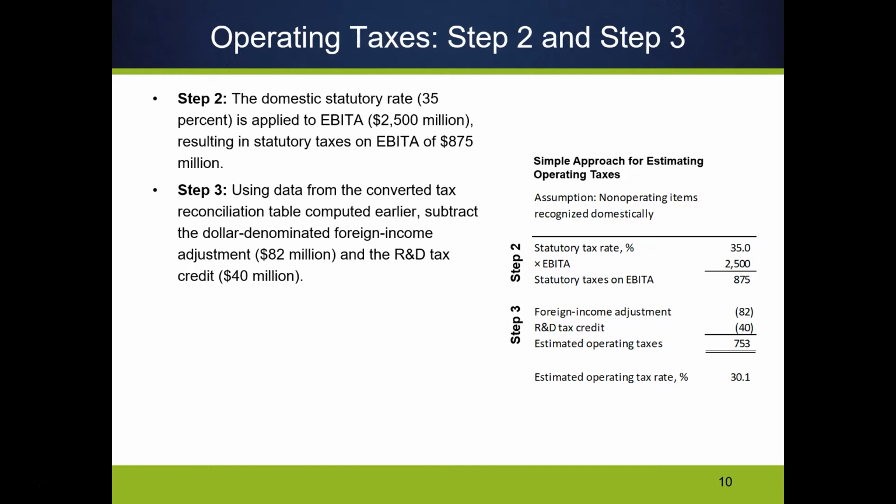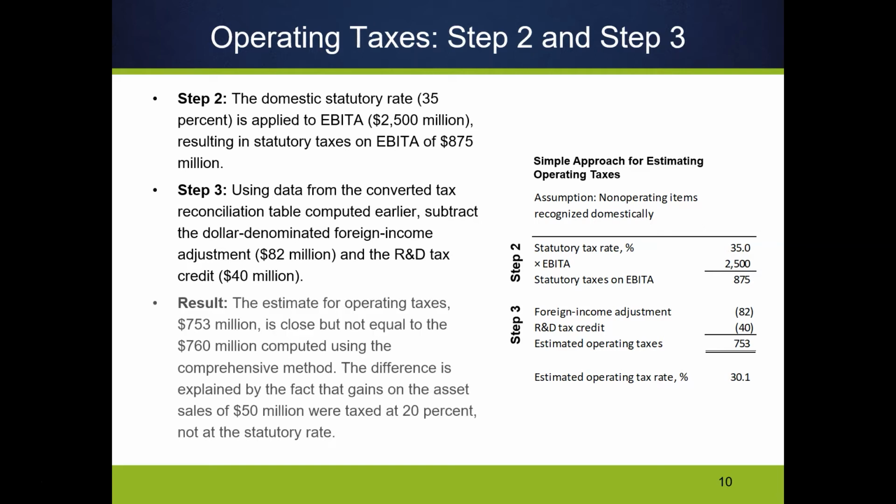So we would apply the cash taxes to this statutory tax rate. So we'd have 875 million. This is what we would pay if we were only operating in the US and had no other deductions. We subtract the $82 million foreign income adjustment. We subtract the $40 million R&D tax credit, and that is our estimated operating taxes, 753 million. And that would give us an estimated operating tax rate of 30.1%, which is pretty close.